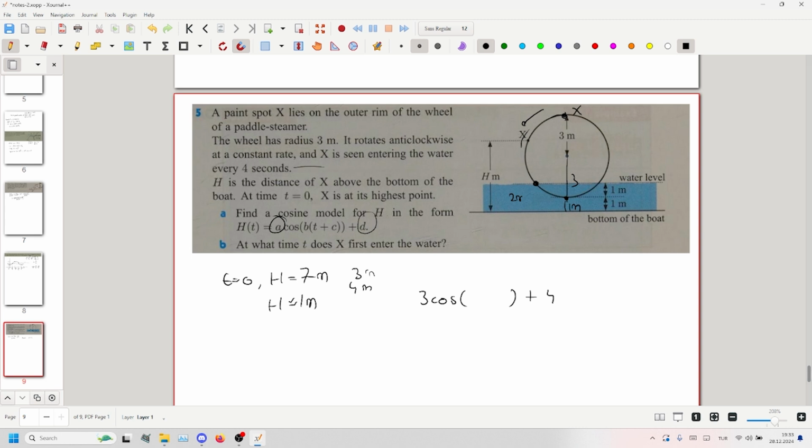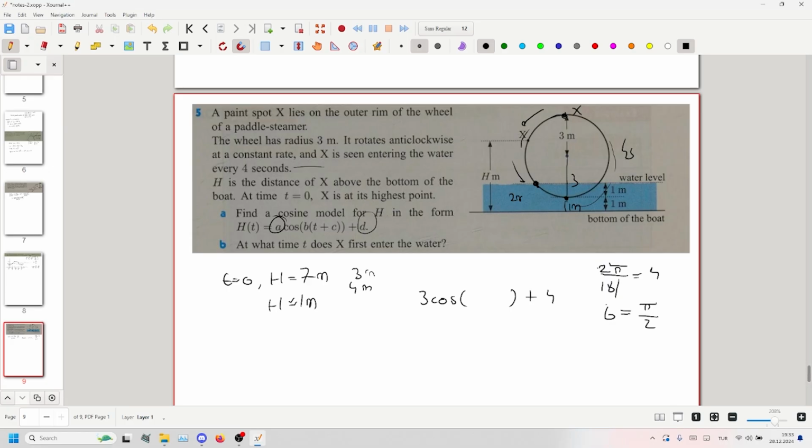And then at 4 seconds after that, it will come back to this point and enter the water again. So the period is 4 seconds. So the period, again, remember, is calculated by 2 pi divided by the absolute value of b, where b is the coefficient of this variable in cosine. So this is equal to 4. So from this, we can say that b is equal to pi divided by 2, I think, right?